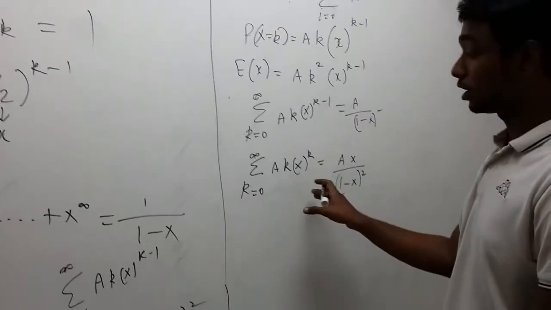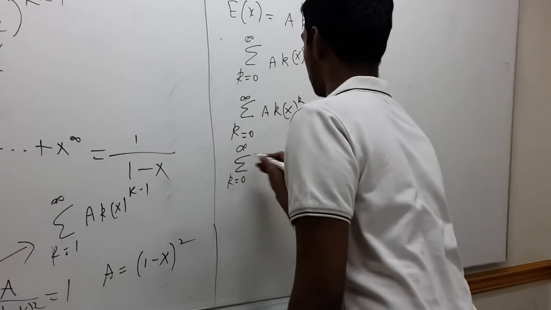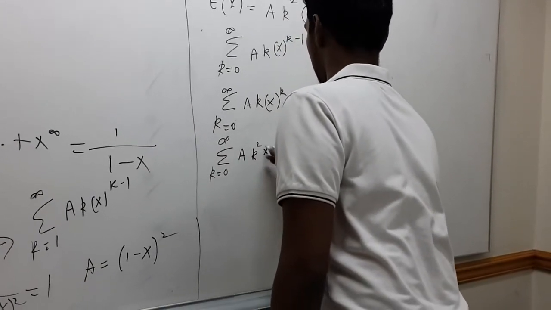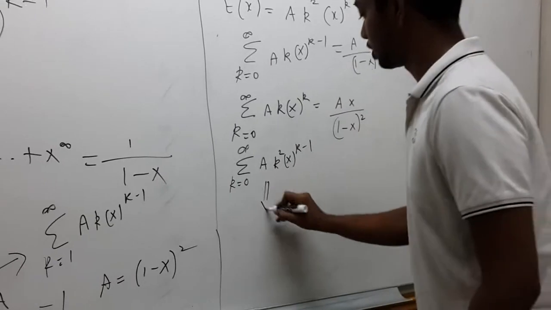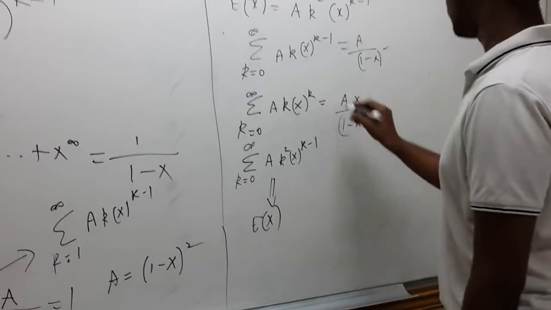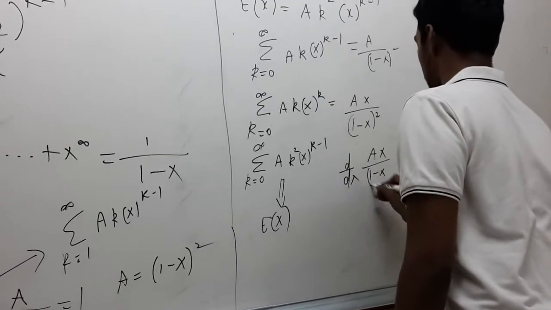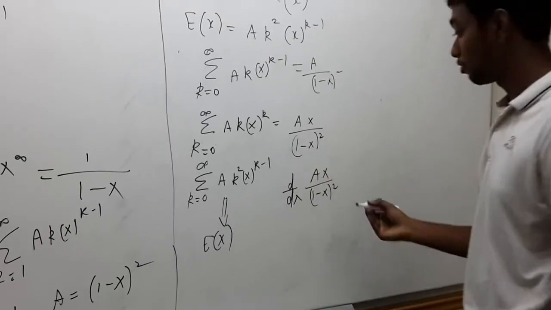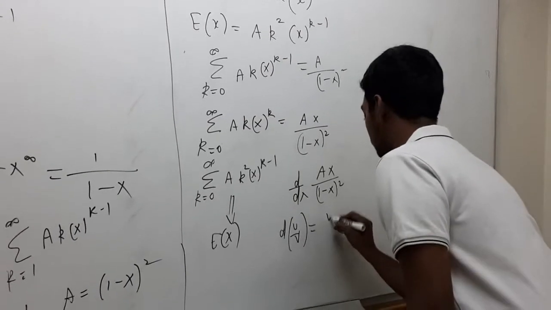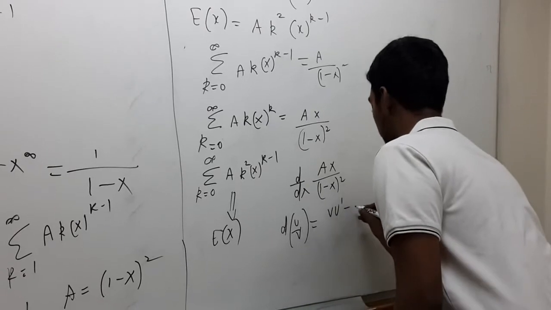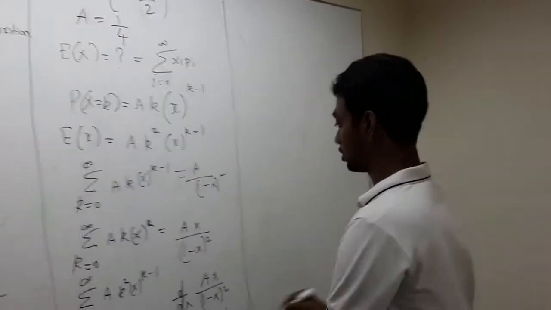Now I am going to perform the differentiation operation with respect to x on both sides. So we can see that we have got the E of X term. This term is equal to E of X, and we need to perform d by dx of a x by (1 minus x) the whole square. This is a differentiation of the form u by v. We know that d of u by v equals (v times u dash minus u times v dash) by v squared. So let us perform the differentiation operation on this term.